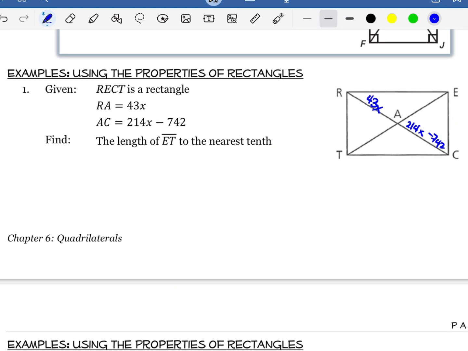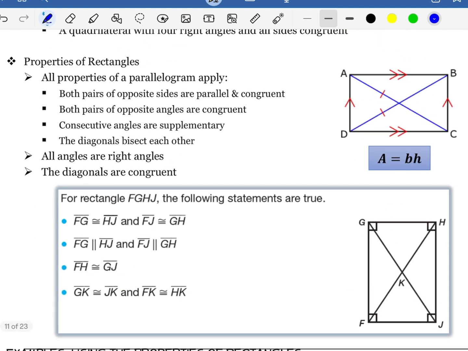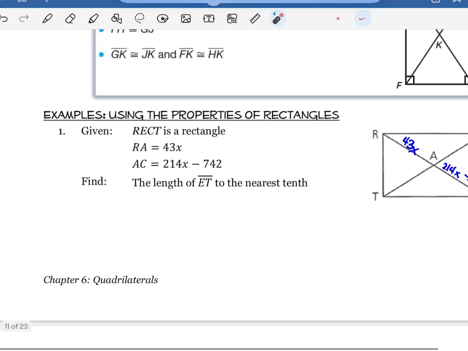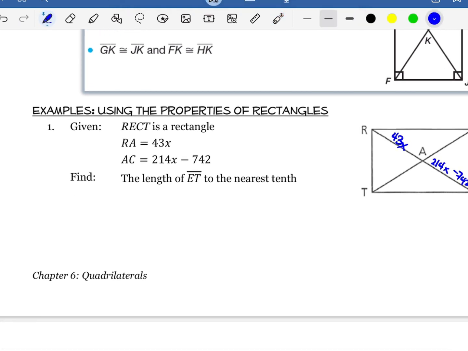Okay, in this case, we know that one of the properties of a rectangle, I think it's mentioned over here, is that these are congruent, right? Diagonals bisect each other. So that means this here is going to be the same distance as here, which is also the same distance as here, which is the same distance as here. Okay. So we can set those equal to each other. 43x is equal to 410x minus 742.